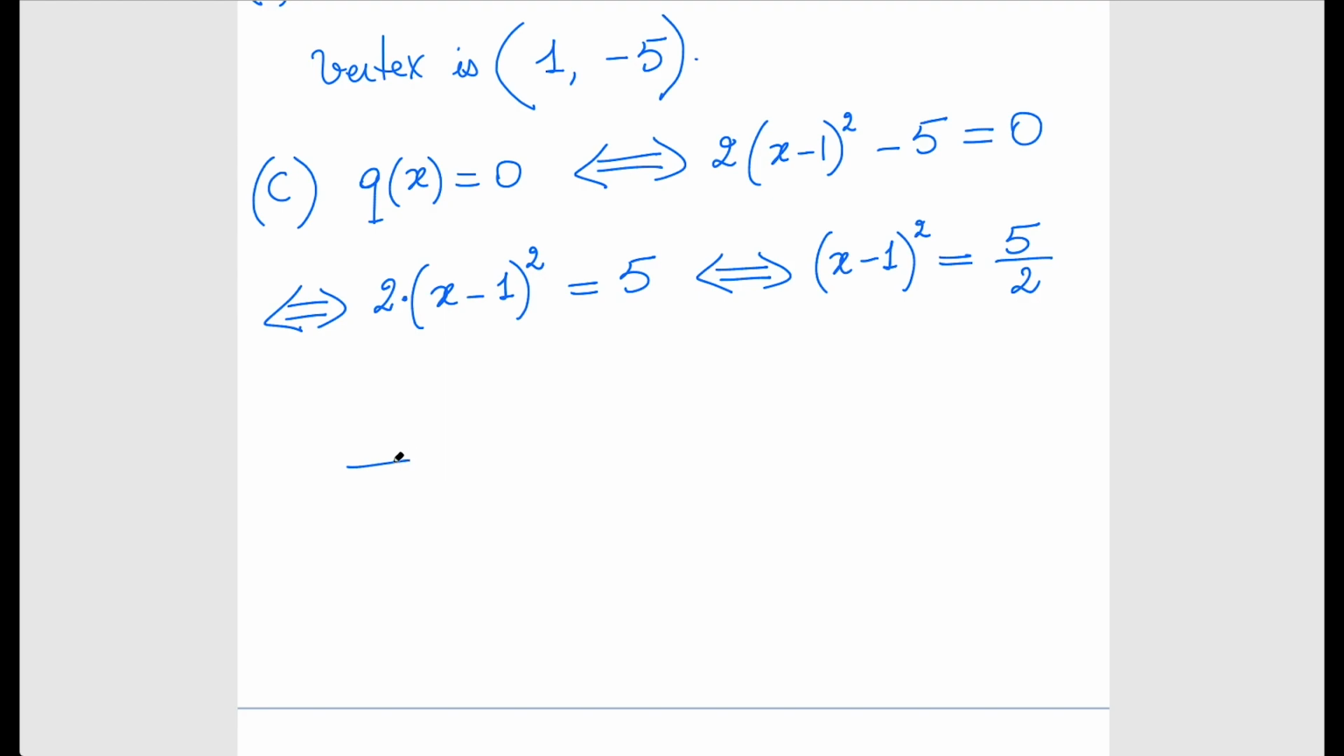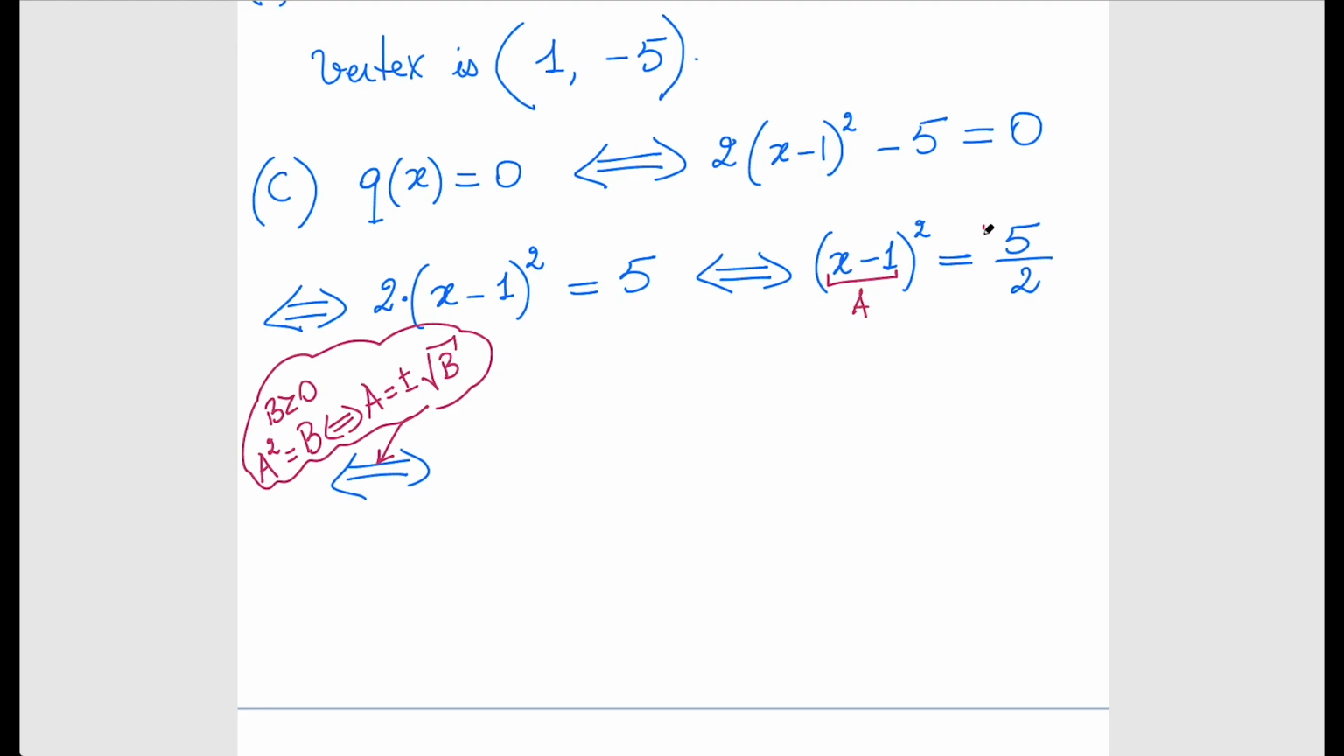Now back to this property: if b is non-negative and a squared is equal to b, that's the same thing as a is plus or minus square root of b, right? So what does it give in this context? The a is x minus 1, and the b is 5 over 2. And certainly b is non-negative, right? So what do we obtain?